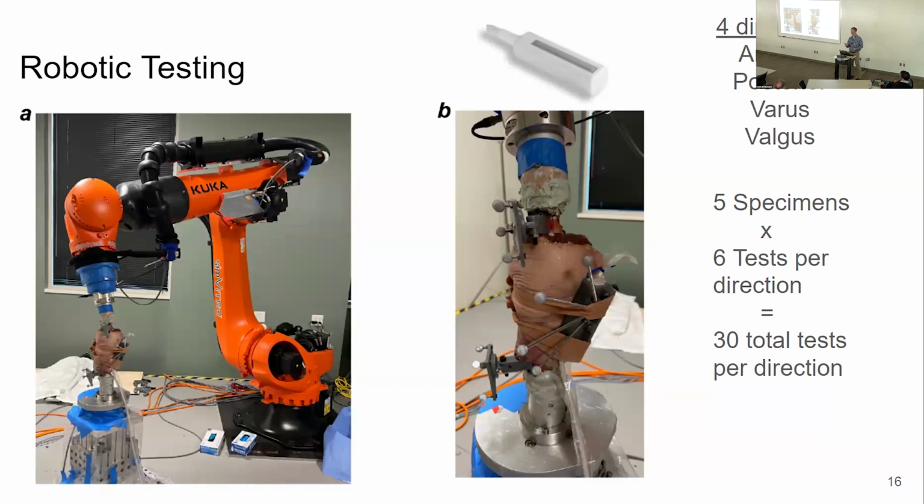So like 6 for anterior, 6 for posterior, and so on. And so for each direction, we have 30 total tests.